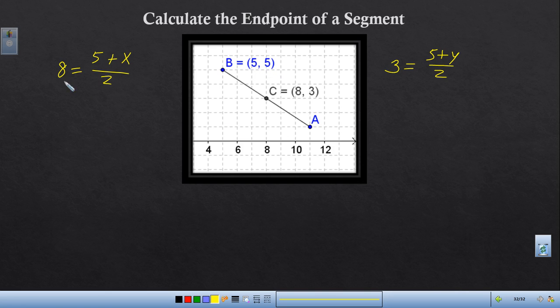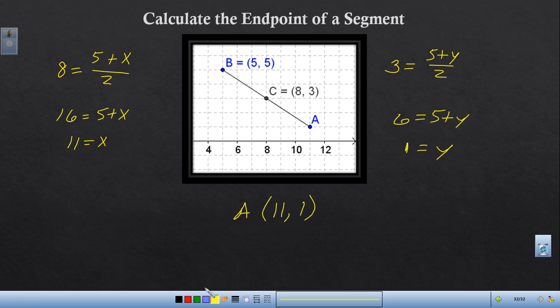Alright, so multiply by 2 to get 16 equals 5 plus x. Subtract 5 from both sides to get 11. Over here, multiply both sides by 2, get 6 equals 5 plus y. Subtract 5 from both sides and we get 1. So the value of point A will be x 11, y 1. And if we look at our screen, we are at 11, 1. Okay, so that's your answer.